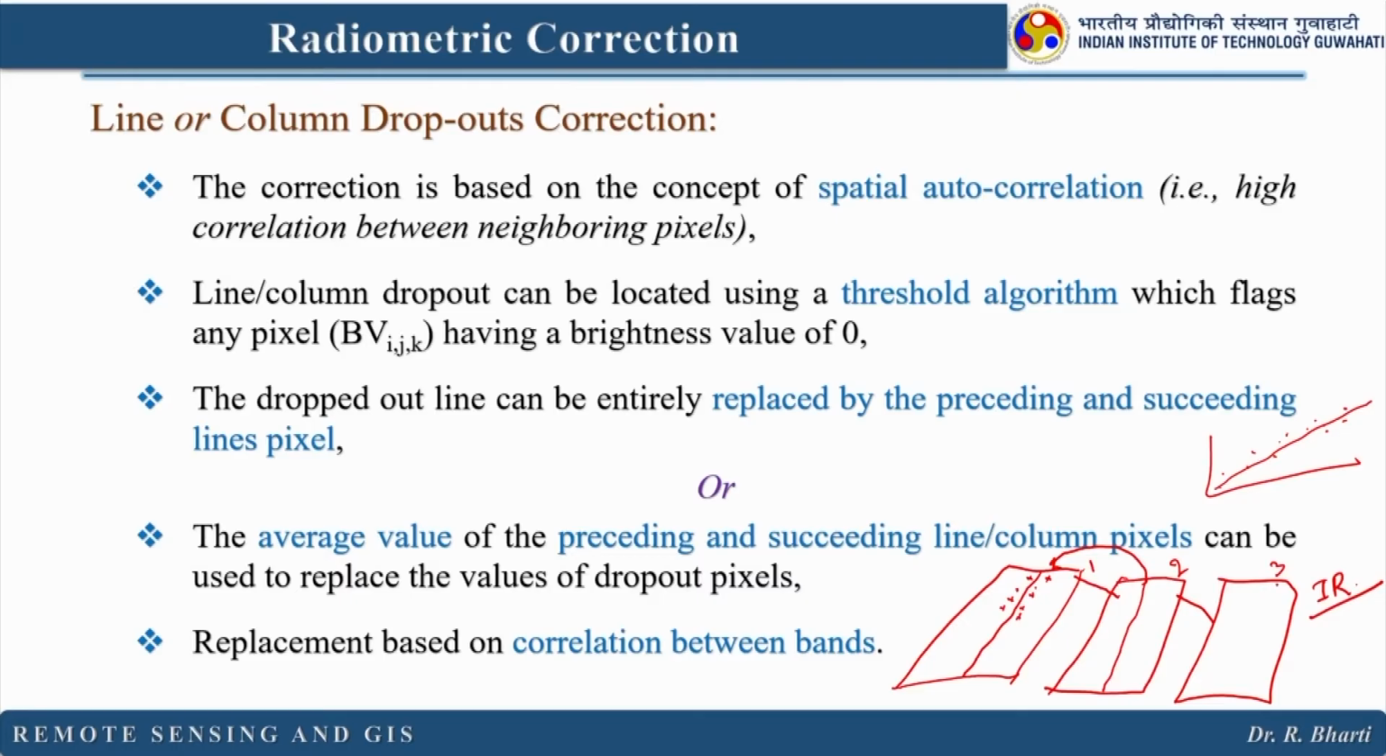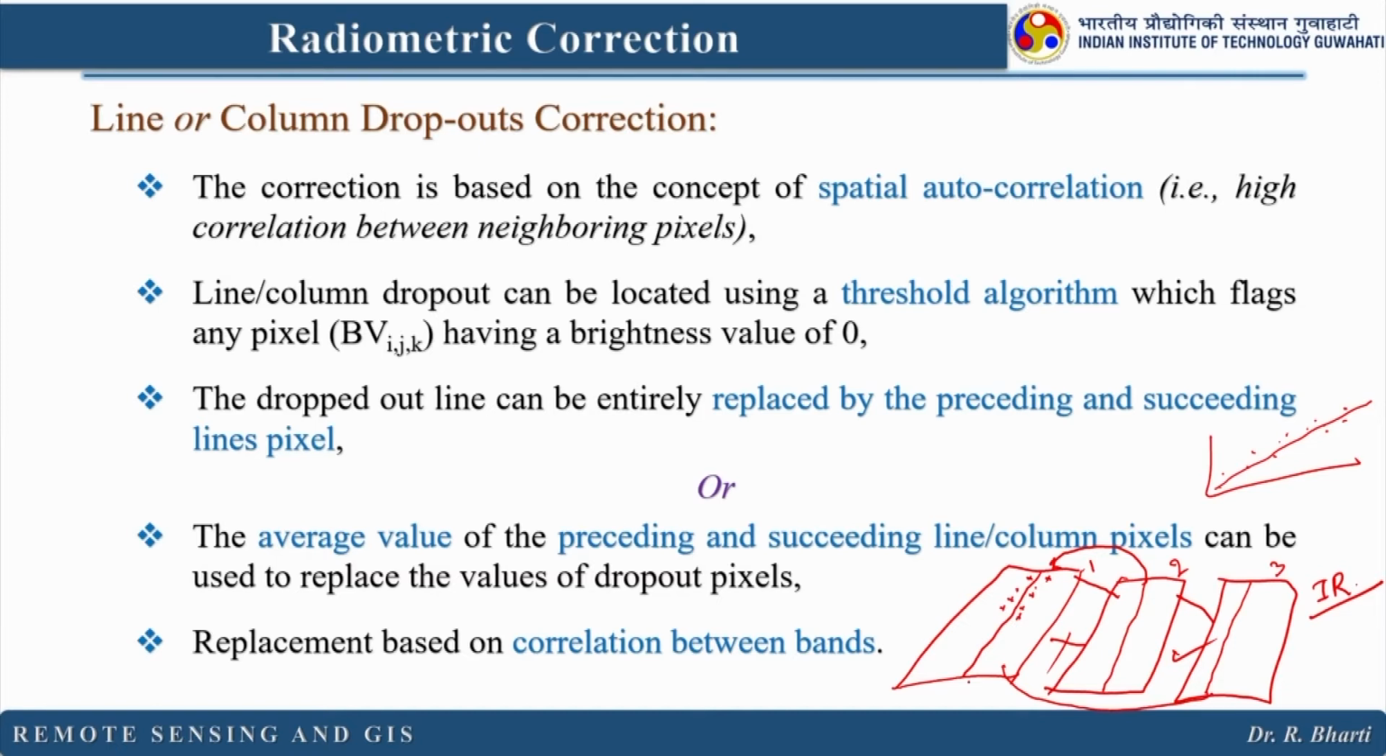Now in another example, suppose between these two bands the correlation is very bad, but between this and this the correlation is very good. Then I will use this particular pixel value to replace this 0 which is here, right?